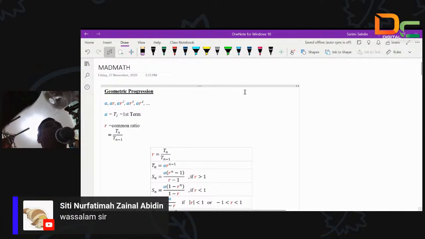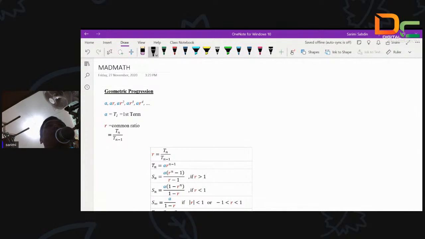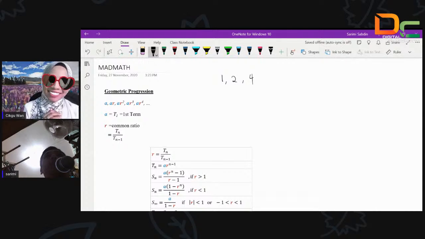So progression is when we write down the sequence in a comma form, like for example, we write 1, 2, 4, 8, 16 and so on.